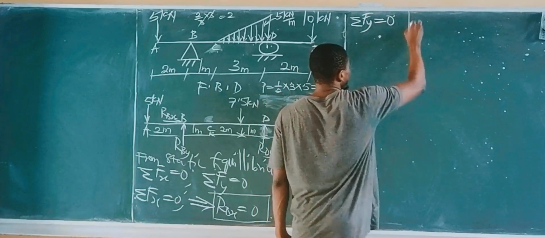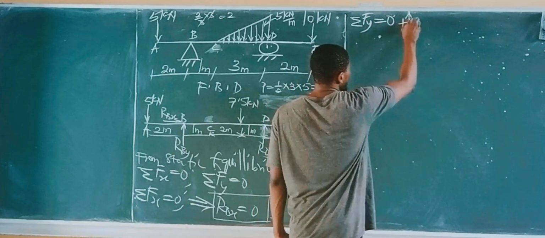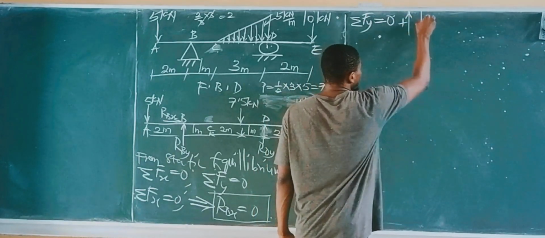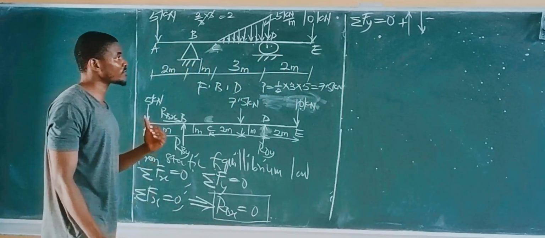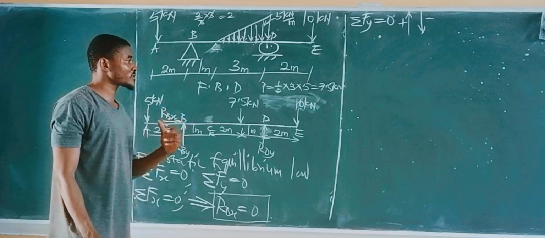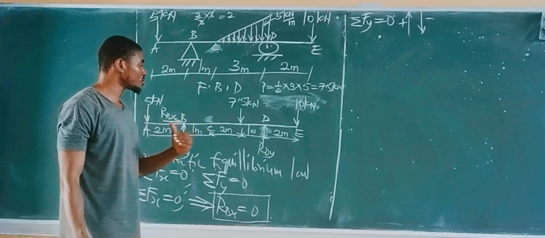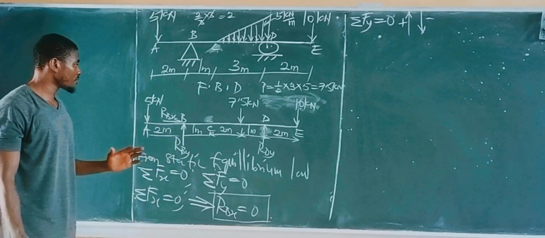So you consider upward forces, vertically upward force as positive, while vertically downward force as negative. All the forces that point vertically upwards, consider them to be positive, while all the forces that point vertically downwards, consider them to be negative. So we'll start from the beam.